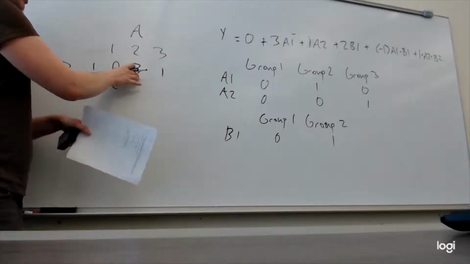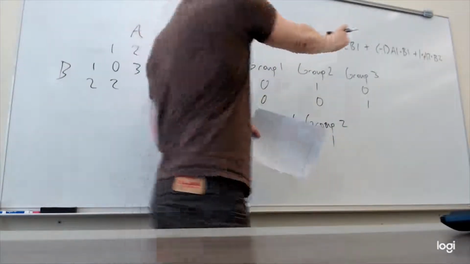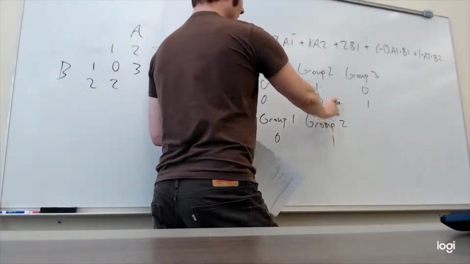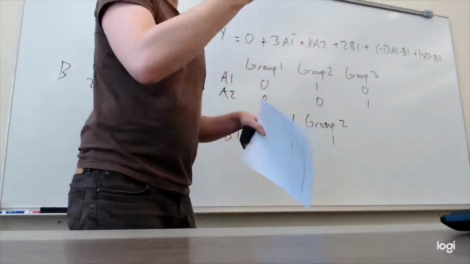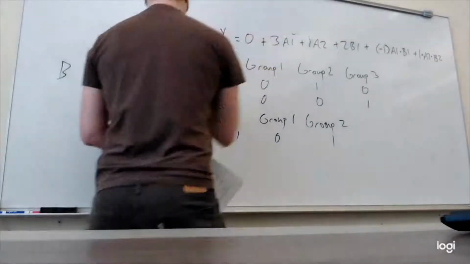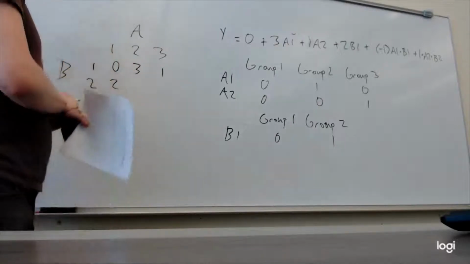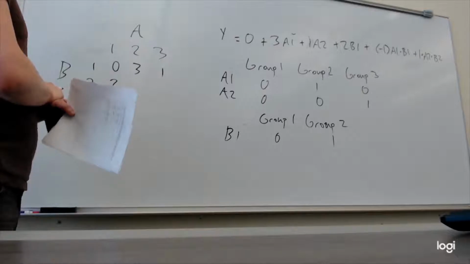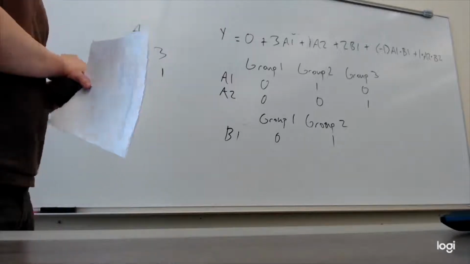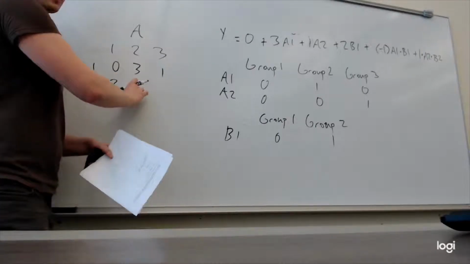This is the coefficient for A1, which is 3. This tells me that if I go from group 1 to group 2 of B, that coefficient goes down by 1. So how could I make it so that this difference decreases by 1 as I go from here to here? Subtract 1 from... yeah, so that difference is going to be 2. How do I make it so that as I go from here to here, that difference is 2?